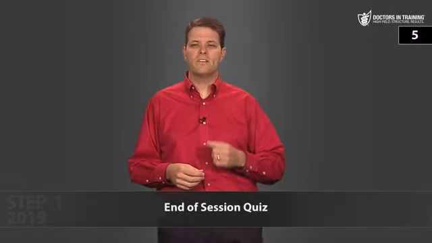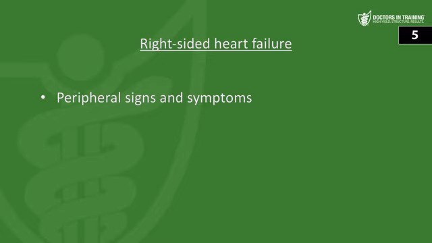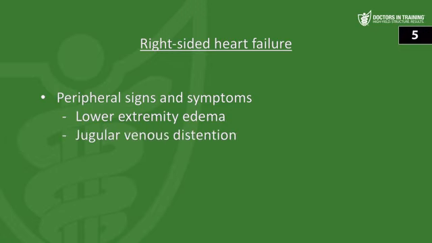First question, what are the signs of right-sided heart failure? So right-sided heart failure is going to have peripheral signs and symptoms. Remember, the rest of the body, such as lower extremity edema, jugular venous distension, and possibly hepatosplenomegaly or nutmeg liver.